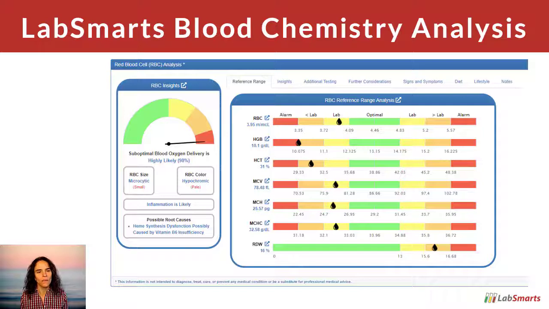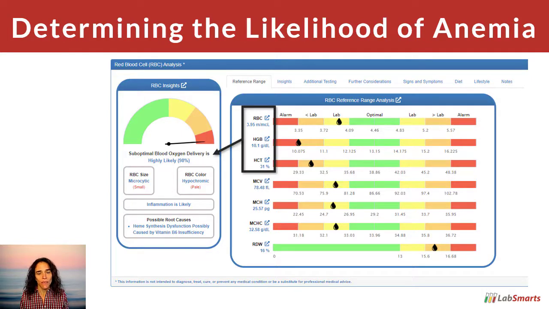This is the red blood cell analysis section of LabSmarts where we uncovered these findings. So we first determine the likelihood of anemia, and we do this using red blood cells, hemoglobin, and hematocrit. And in this case, it looks like she was highly likely to have suboptimal blood oxygen delivery, anemia.